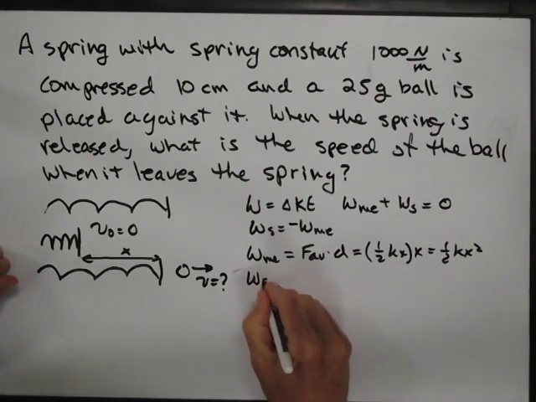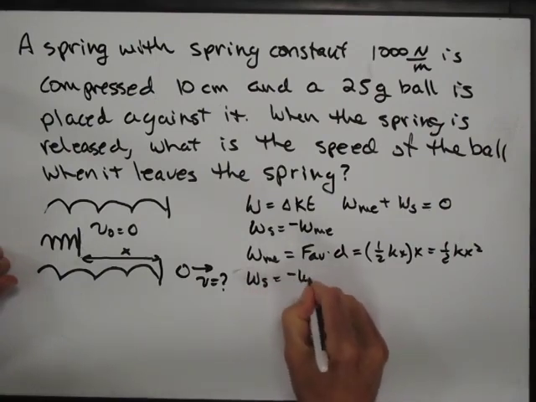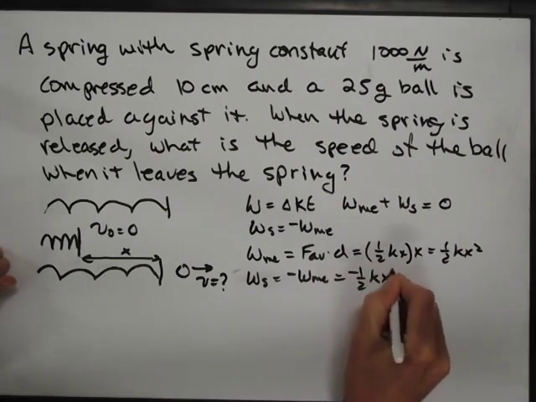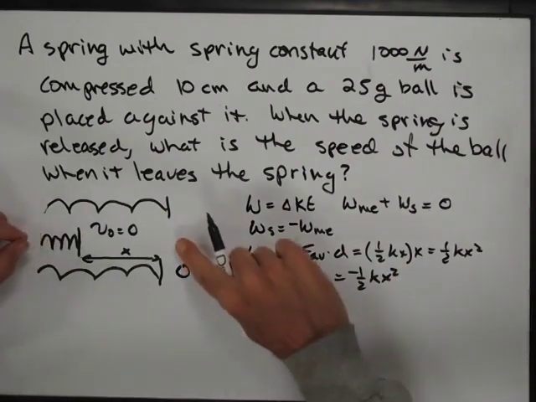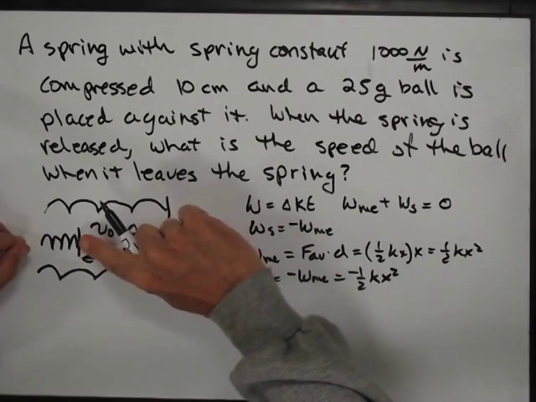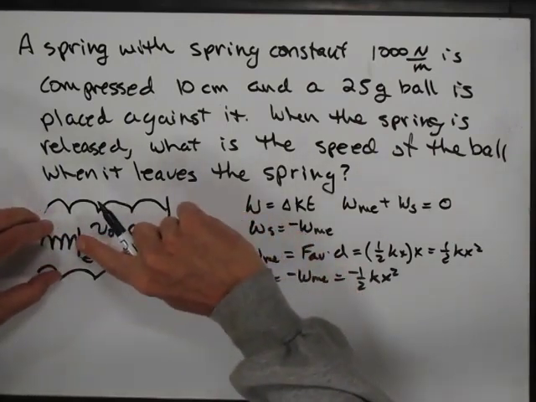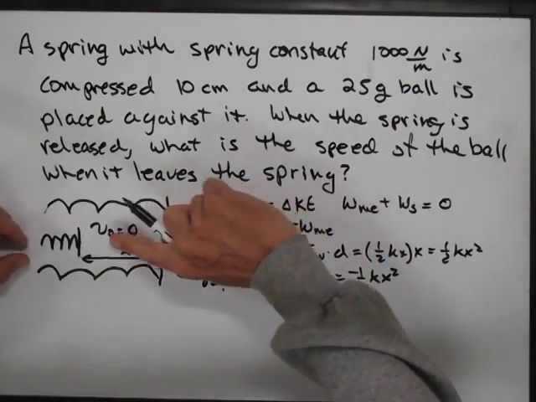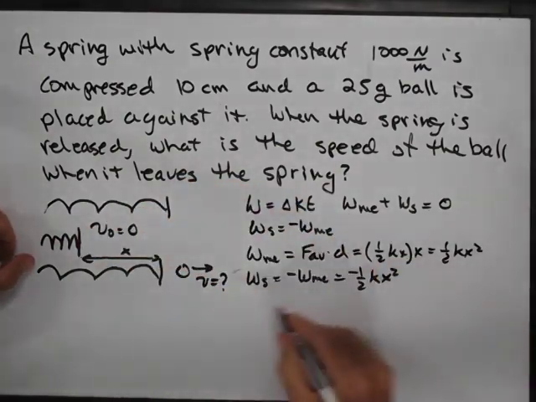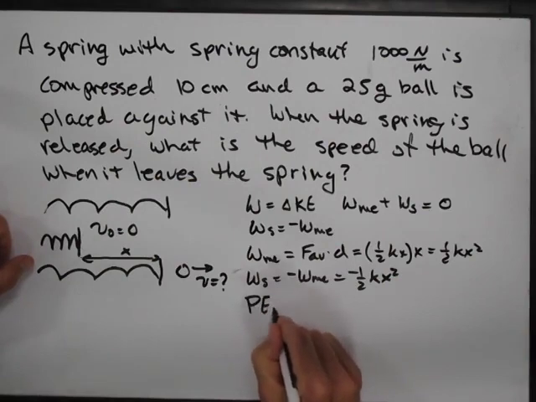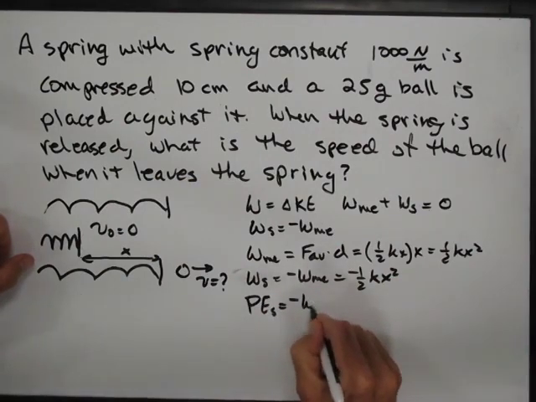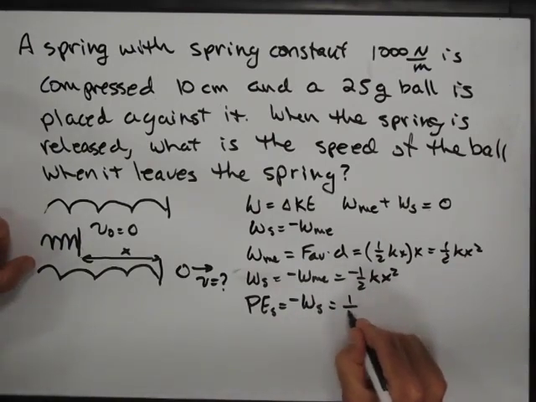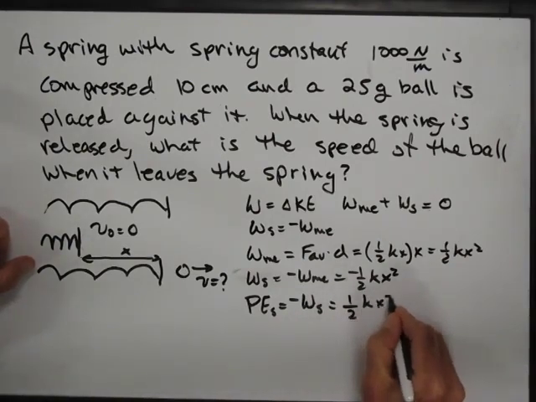And so the work done by the spring is minus the work by me, which is minus 1/2 k x squared. And what we said is whenever the spring is doing negative work, that's storing energy in the spring. You can see the spring's pushing this way, I'm pushing this way. When the spring goes backward, energy is getting stored. And so the potential energy stored in the spring is negative the work done by the spring. And so negative and negative is positive, and so the potential energy stored is 1/2 k x squared, right?